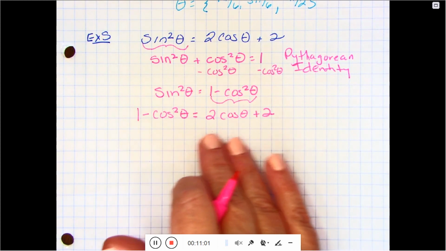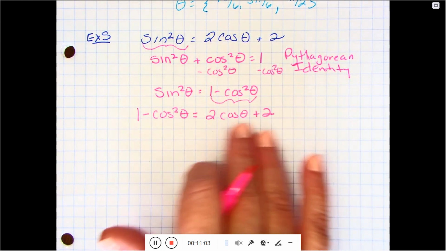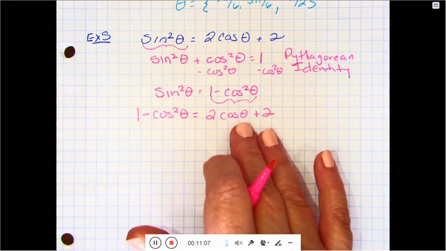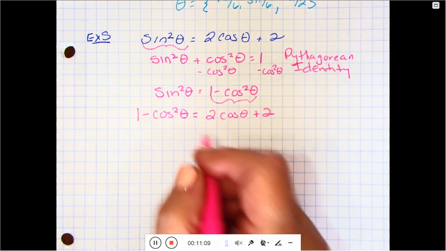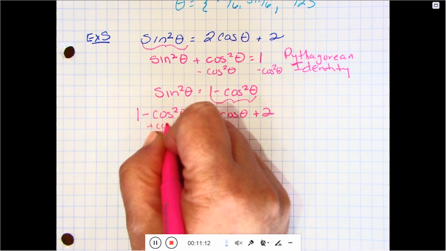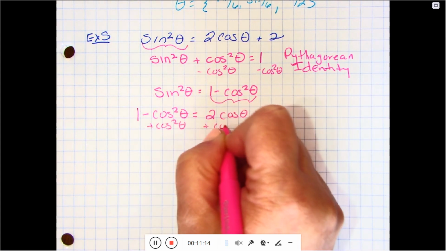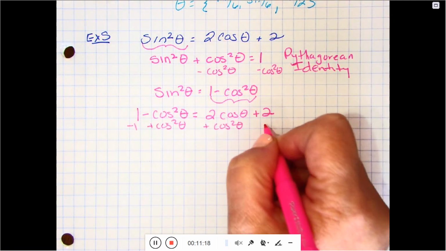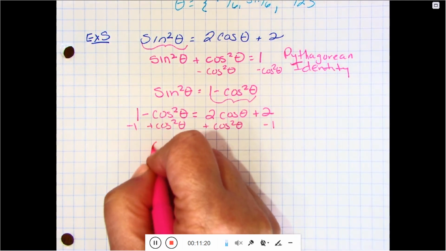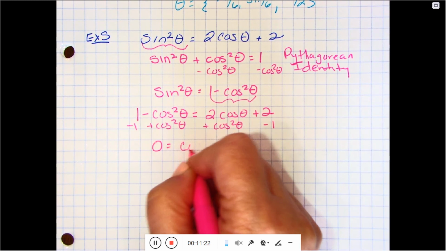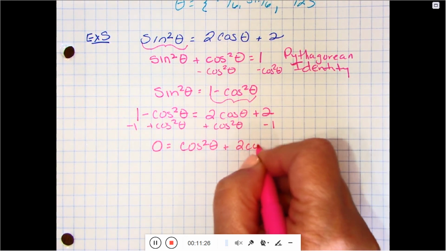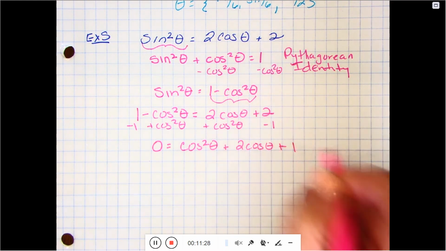Okay, now you can see I've got some kind of quadratic equation forming here. And we know that quadratic equations must always be set equal to 0. So I'm going to add cosine squared theta to both sides, and I'm going to subtract this 1 from both sides. So this side becomes 0, and this side becomes cosine squared theta plus 2 cosine theta plus 1.